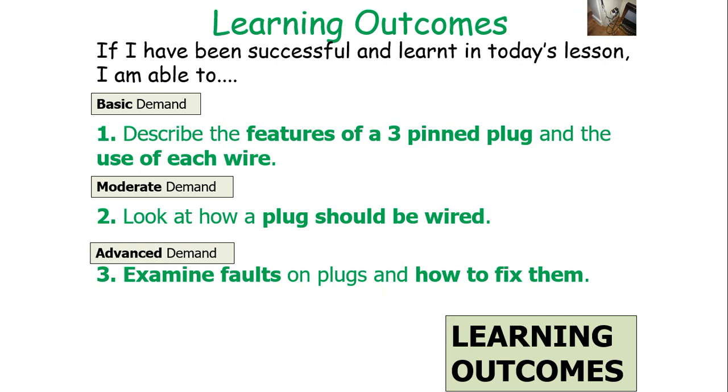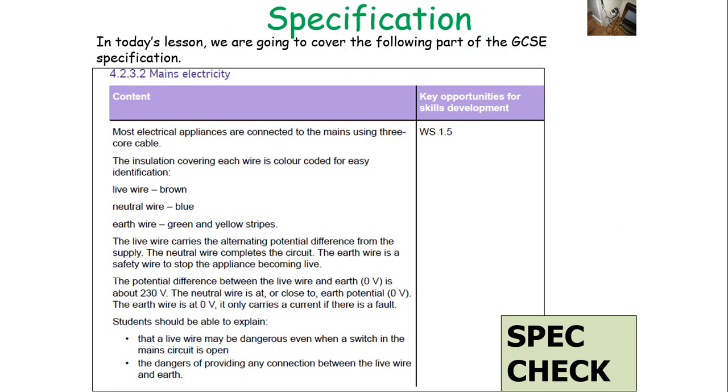So in today's lesson what we're going to cover is we're going to look at the features of a 3-pinned plug and the use of each wire in the plug, look at how a plug should be wired, and then examine the faults on plugs and then how we fix them. So this links into the following part of the AQA GCSE specification for both separate science and combined science. As you'll see, it links into the electricity topic of both courses.